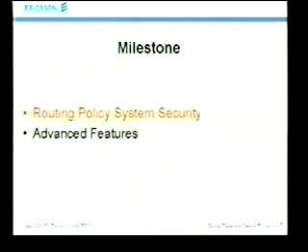Okay, we're now on to routing policy system security. Not all implementations have this, but I'm going to spend a few slides talking about it. Before I do that, any questions on INET router objects?